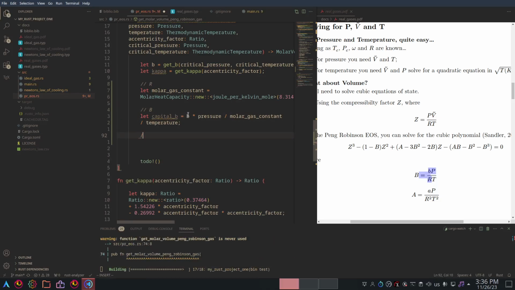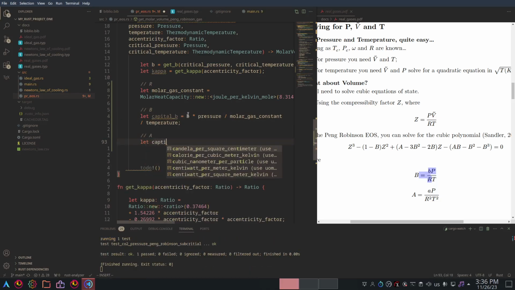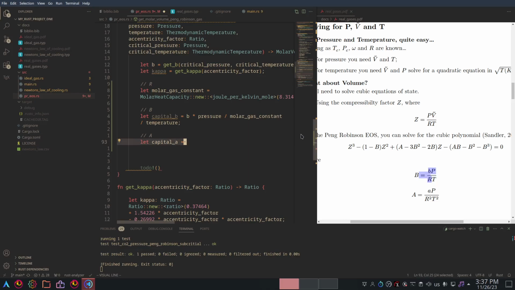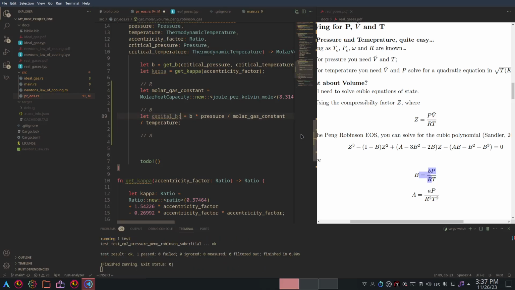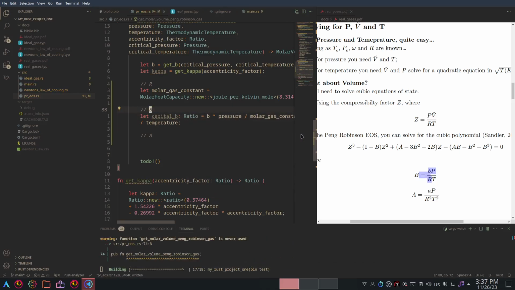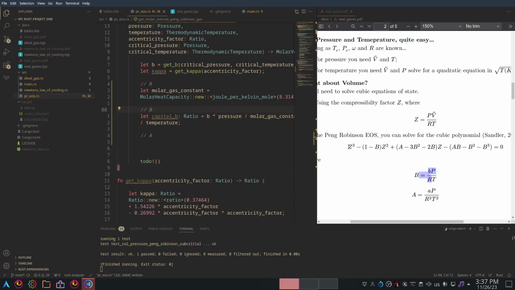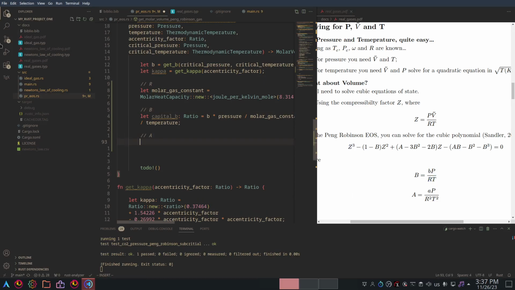And let's do capital A. Let capital A equal what? Let me close this first. Let's see what type capital B is. Capital B should be a ratio, hopefully, because all this should be dimensionless, because Z is dimensionless here. So A should also be dimensionless. If you see here, A, B, and B squared, all of these are the same units. So A should also be a ratio.